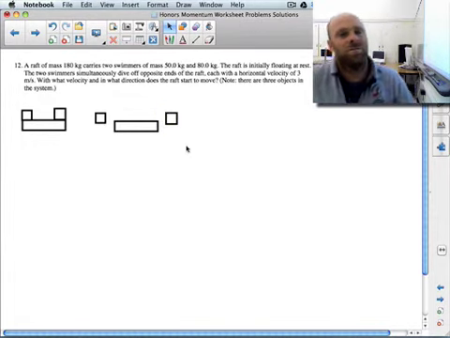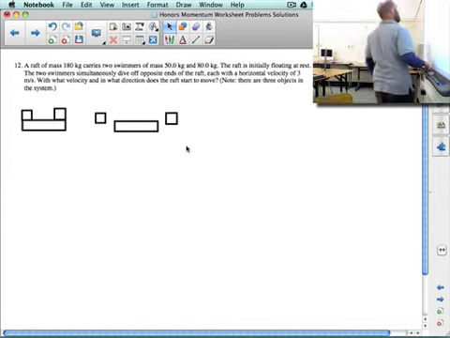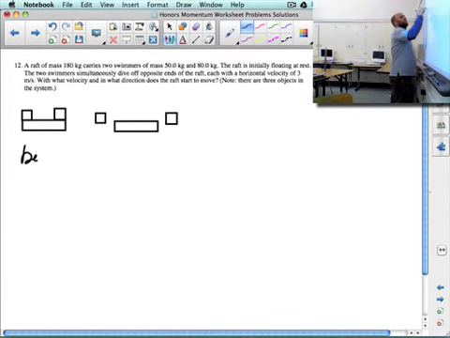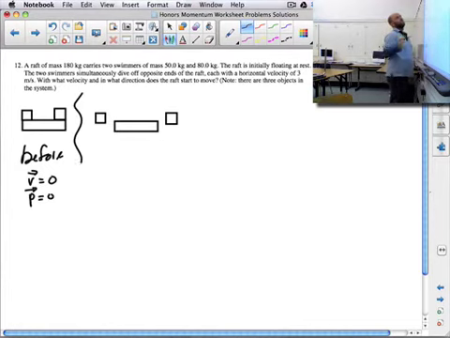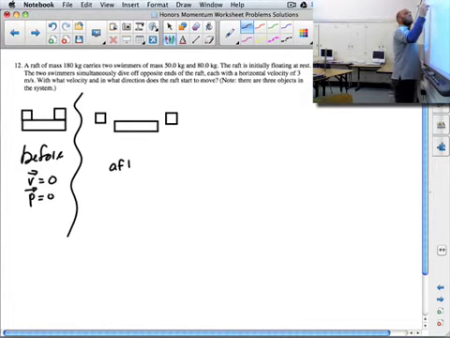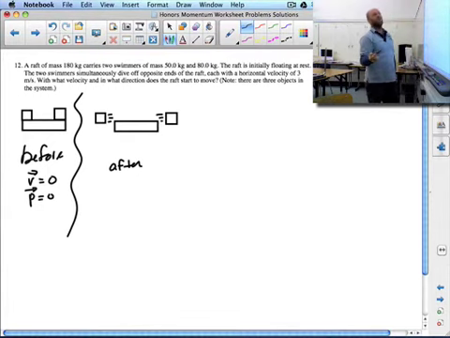Okay, so this is before the collision. Nothing's moving, so velocity equals 0. Therefore, the total momentum equals 0. So that's before. After, we have this swimmer moving to the left, this swimmer moving to the right, and part of the question is, which way is the raft moving? Pretty cool. Let's see what we know.